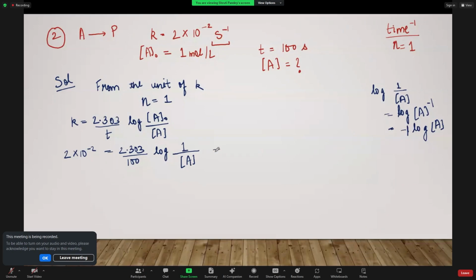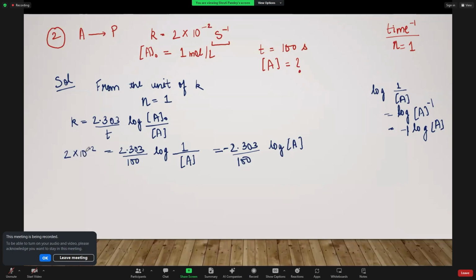ठीक है, so if you write it here also, minus will come over here, log a. अब you need to find this a, that's it. When this 100 will go and multiply there on the other side, the power minus 2 will get cancelled.